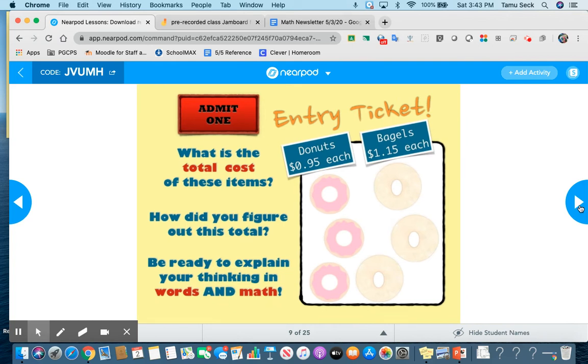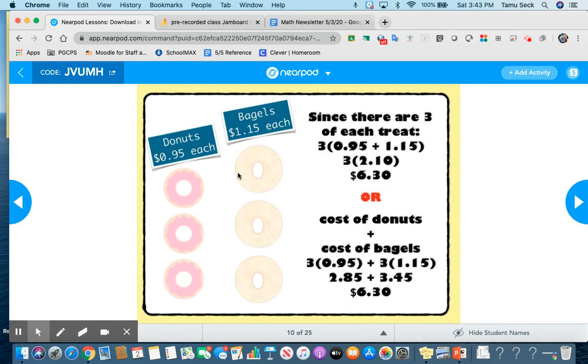So let's look at a real world problem. Here we have 3 donuts and 4 bagels. So if there are 3 donuts and each cost 95 cents, and there are 3 bagels and each cost $1.15, we could just add 95 cents and $1.15, get $2.10, and multiply by 3 to get $6.30.